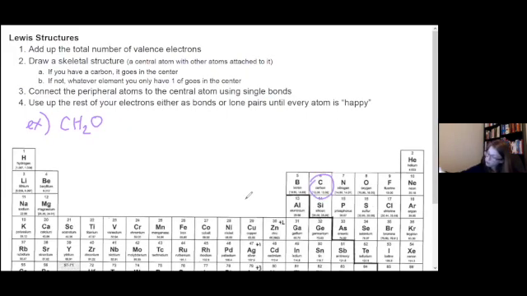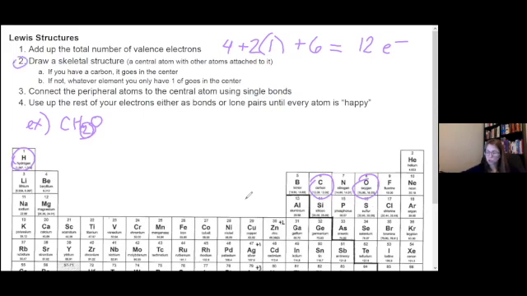For instance, CH2O. So step 1, adding up our total number of valence electrons. Carbon is in the 4th column, so it would have 4 valence electrons. Then we have 2 hydrogens. They're in the 1st column, so they each have 1 valence electron. And we have 1 oxygen, it's in the 6th column, so it has 6 valence electrons. That would give us 12 electrons that we need to use in this Lewis structure.